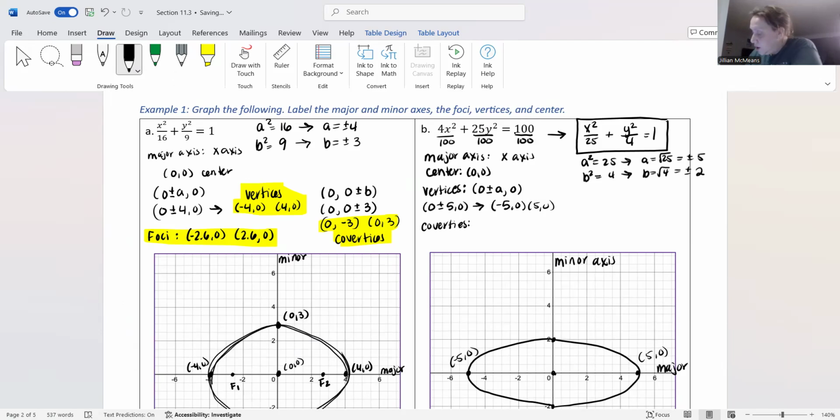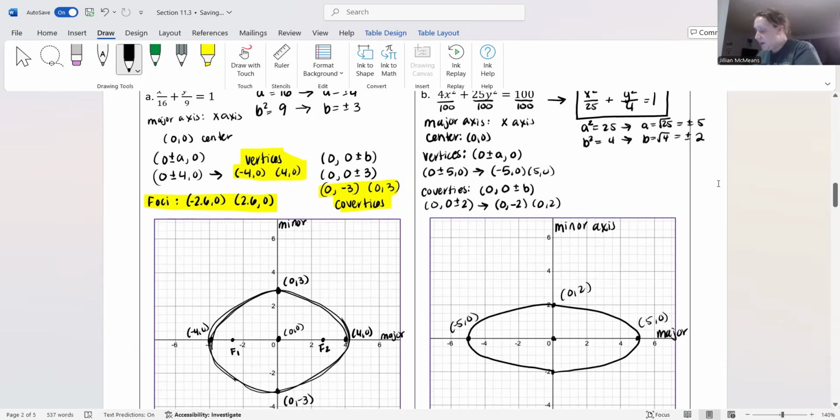ellipse. All right, so the 0 on the x is going to stay the same. The 0 on the y is going to change. So we want to go 0 plus or minus whatever your b value is. So that's going to be 0, comma, 0 plus or minus 2. So our co-vertices are going to be 0, comma, -2 and 0, comma, 2. So we have 0, comma, 2. You scroll down just a tiny bit. And then we have 0, comma, -2.